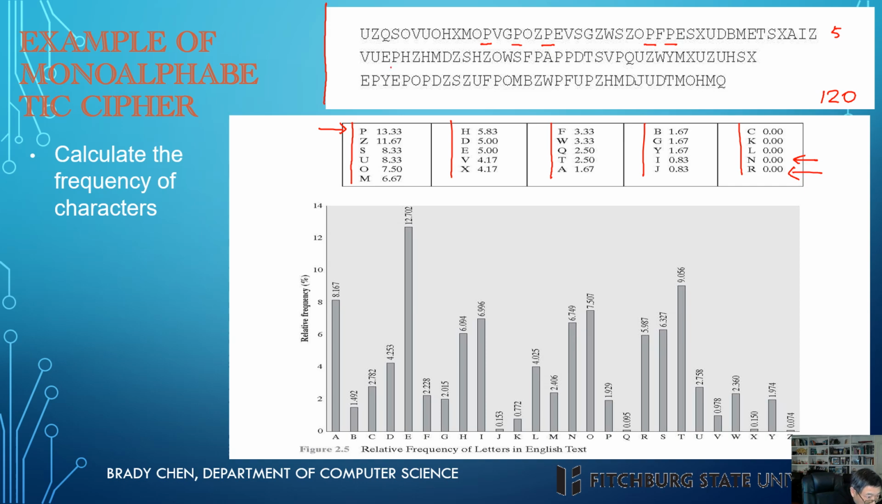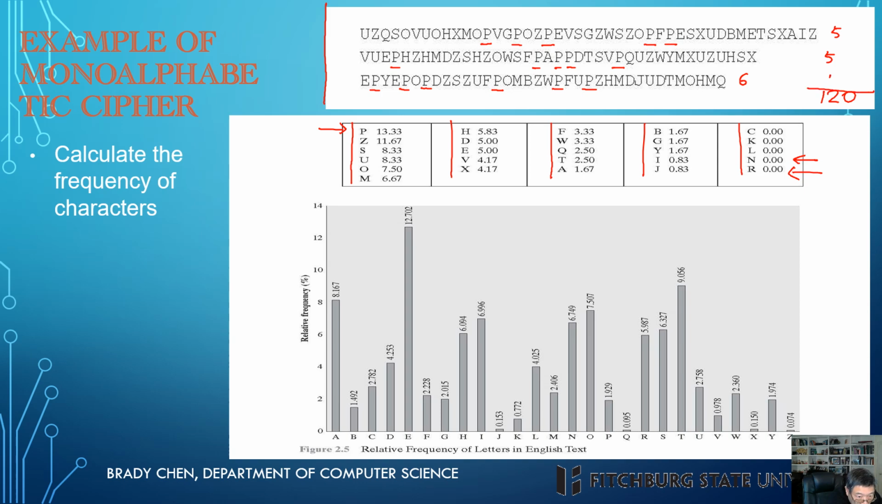And then 6, 7, 8, 9, 10. Okay, so we also have 5 P's in the second line. And then 11, 12, 13, 14, 15, 16. Do we have any more P's? Looks like no, we have 6 P's. So we have a total of 5 plus 5 plus 6. We have a total of 16 P's.